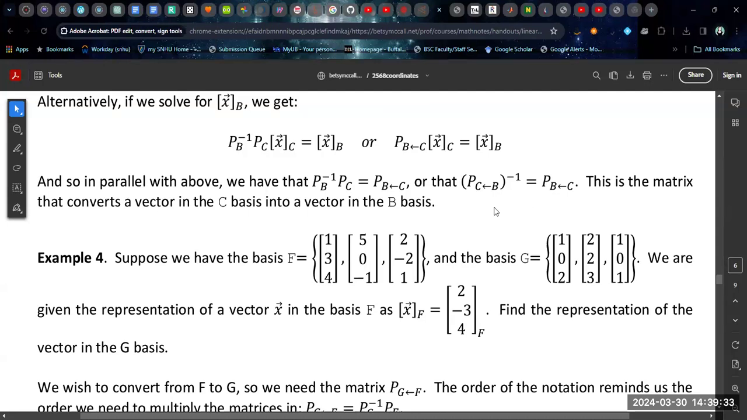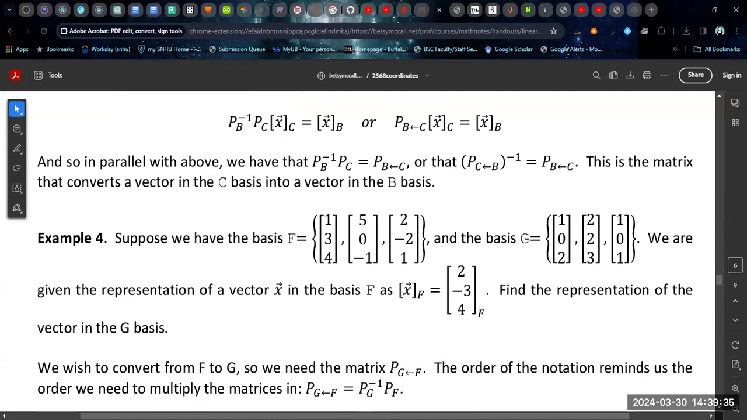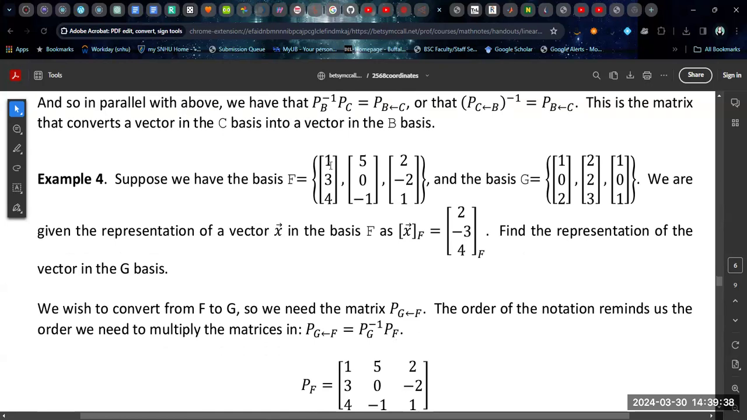So let's walk through a calculation. So I have a basis F that we saw in a previous example: 1, 3, 4, 5, 0, negative 1, 2, negative 2, 1 is our basis. And we have a second basis, G: 1, 0, 2, 2, 2, 3, 1, 0, 0, 1, 0, 1. And we're given the representation of a vector in the basis F as 2, negative 3, 4. So again, that was the one that we saw earlier. And we want to convert this directly into a G representation without going through the standard form.